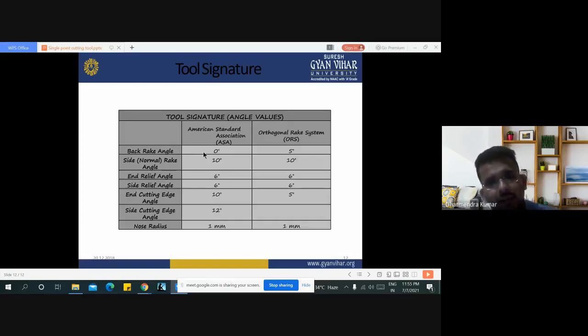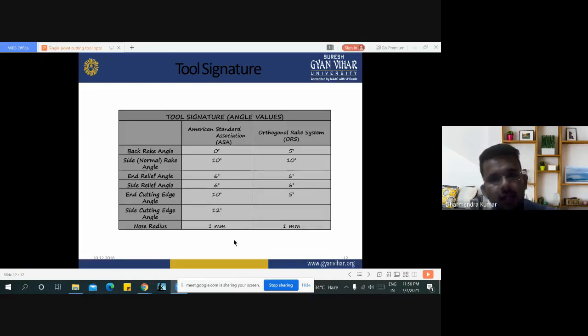Like back rake angle, 0 degree in ASA and 5 degree in orthogonal rake system. Side rake angle is 10 degree in ASA. End relief angle is 6 degree. Side relief angle is also 6 degree. End cutting edge angle is 10 degree. Side cutting edge angle 12 degree, and the nose radius is approximately 1 mm.